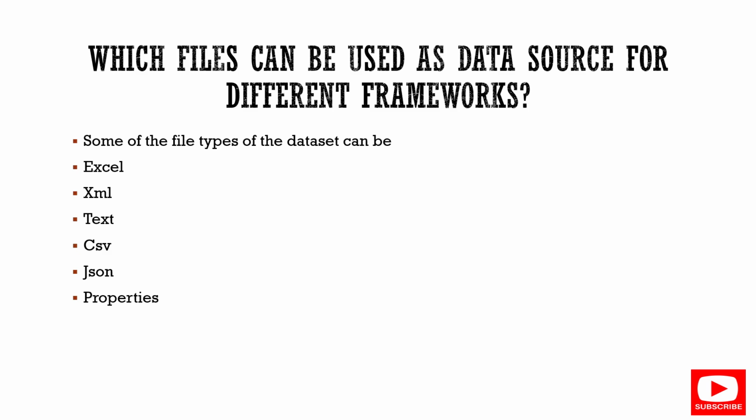The question is: which files can be used as a data source for different frameworks? For example, if you're working with TestNG framework, you can integrate Excel, XML, text, CSV, JSON, properties. And if you're working with data driven testing, you can use Excels. Until and unless you work on those frameworks, you cannot correctly judge what all files you have worked on. So these are all the files which can be used in different frameworks.